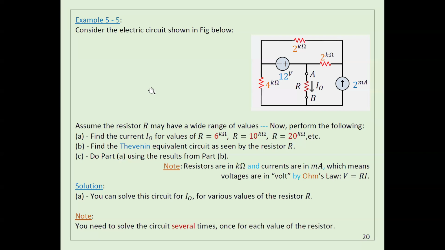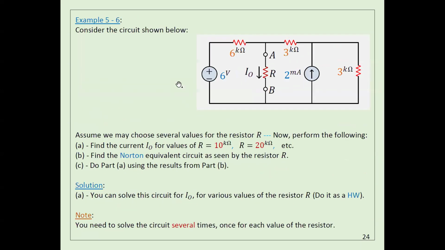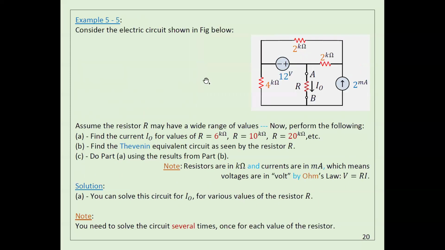I'm going to teach them. So in this example, you have an independent current source and an independent voltage source. In the next example, it's also the same thing, but for one example I'm going to ask you to find Norton. So still here you have an independent current source and an independent voltage source, but in this example I will ask you to find Norton. In this example, I will ask you to find Thevenin.